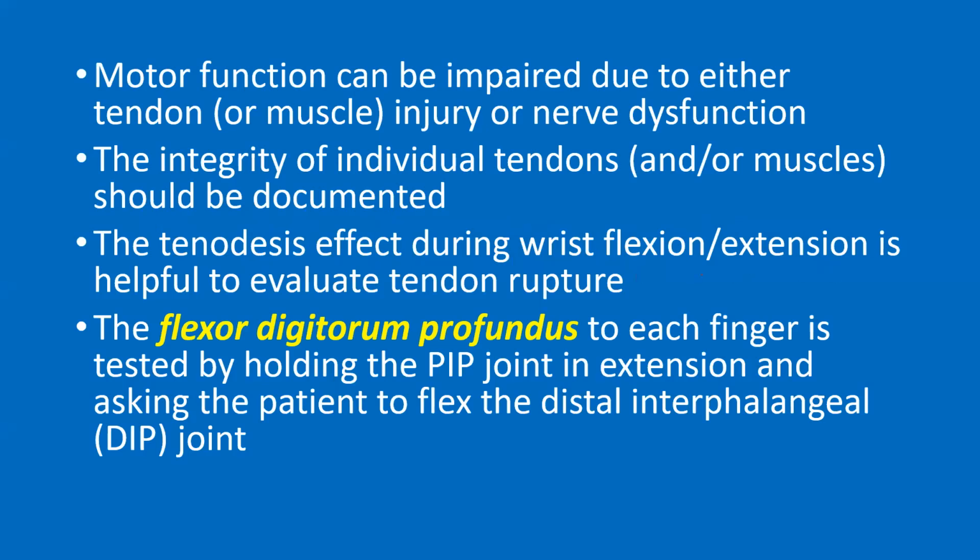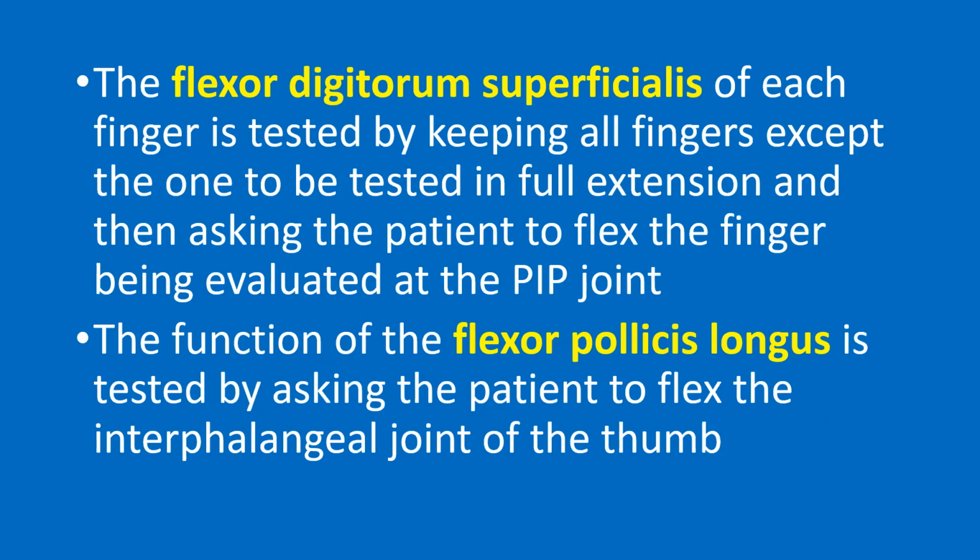Motor function can be impaired due to either tendon or muscle injury or nerve dysfunction. The integrity of individual tendons and or muscles should be documented. The tenodesis effect during wrist flexion extension is helpful to evaluate tendon rupture. The flexor digitorum profundus to each finger is tested by holding the PIP joint in extension and asking the patient to flex the distal interphalangeal joint. Likewise, the flexor digitorum sublimis should be tested. Likewise, the flexor pollicis longus should be tested to rule out any rupture, which can be irritated by an exostosis on the navicular, and it can rupture, and it becomes called the Mannerfelt syndrome.